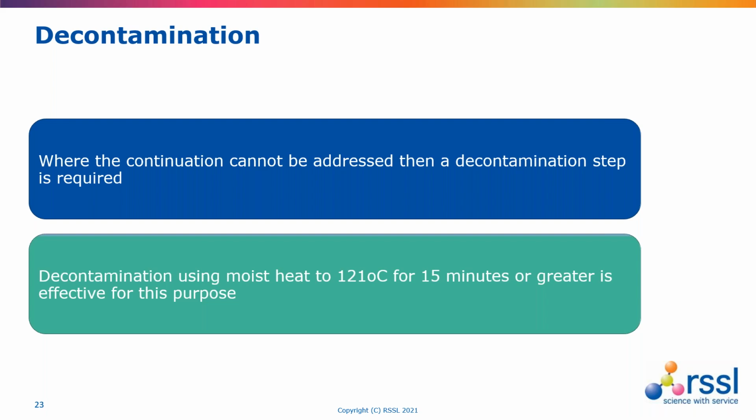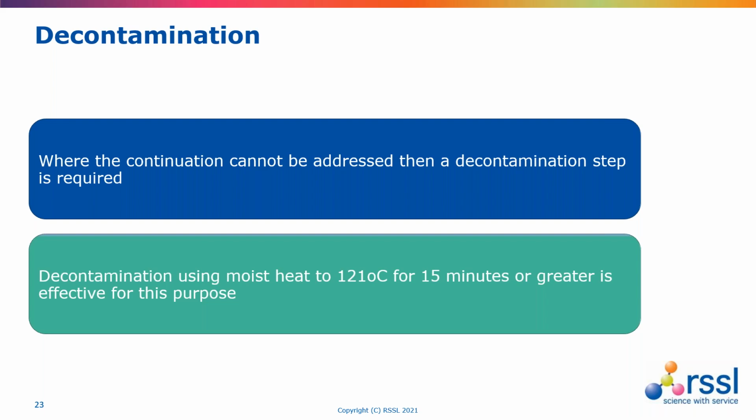So decontamination using an autoclave, for example, running at 121 degrees for 15 minutes, would be very, very effective at destroying the mycoplasmas. The D-value, or the decimal reduction time, for the mycoplasmas is far lower than an organism like Geobacillus stearothermophilus, for example.